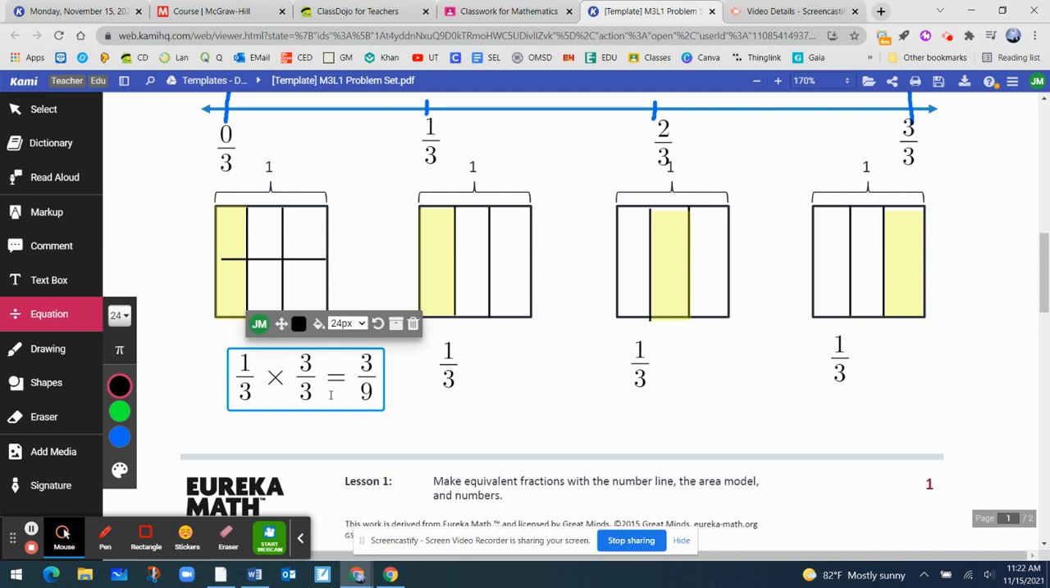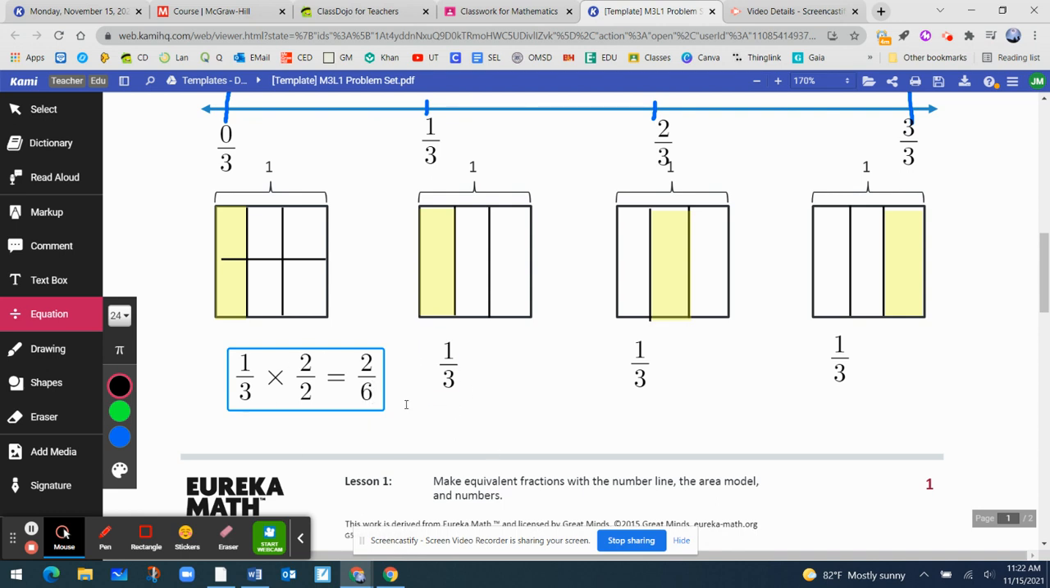So that's not correct. Okay, now here's what the problem is. We divided it in half. So the whole shape was divided in half. So we're going to do 2 over 2. And that's going to be 2 times 1 equals 2 on the numerator. And 3 times 3 equals 6 on the denominator.